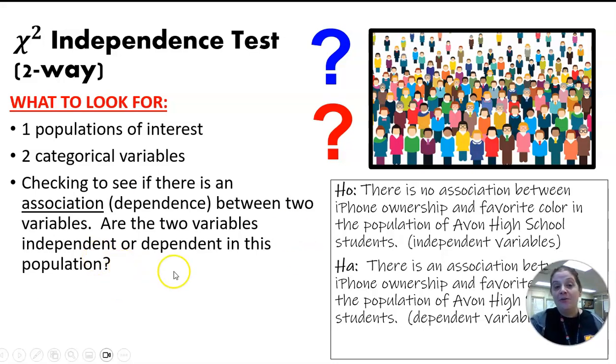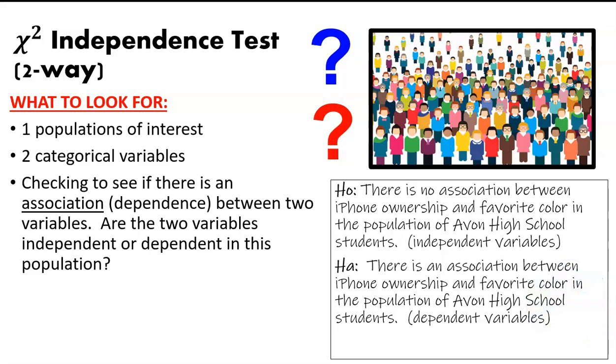I want to know, are these variables independent or dependent? So your hypotheses might say something like, there's no association between owning an iPhone and favorite color in the population of Avon High School students. In other words, these are independent variables. And your alternate hypothesis would be something like, there is an association between iPhone ownership and favorite color in the population of Avon High School students. These are dependent variables. So remember that the null hypothesis is always this statement of equality. So independence goes with the fact that the distributions would look the same, and dependence or association is associated with the idea that the distribution is different.